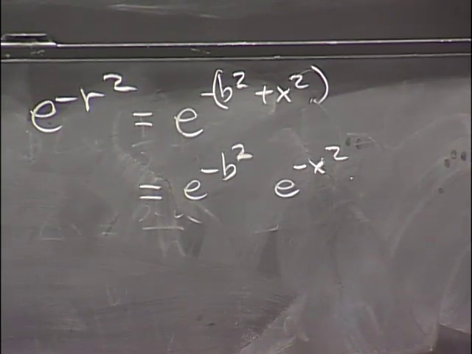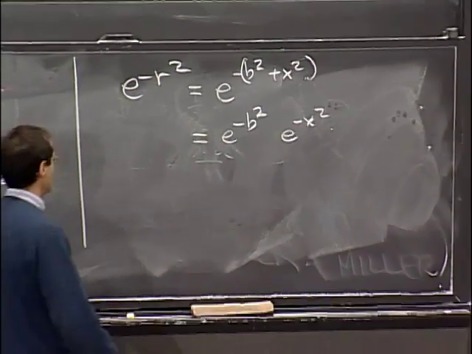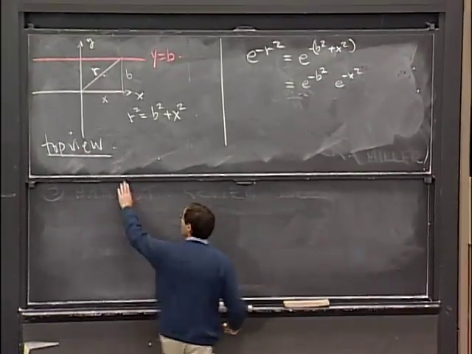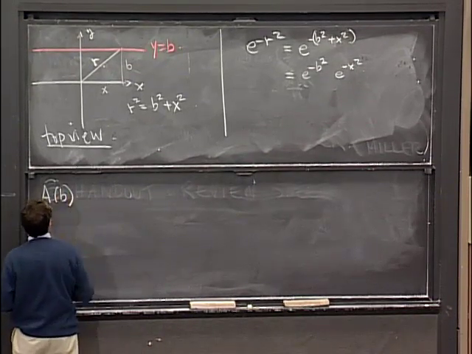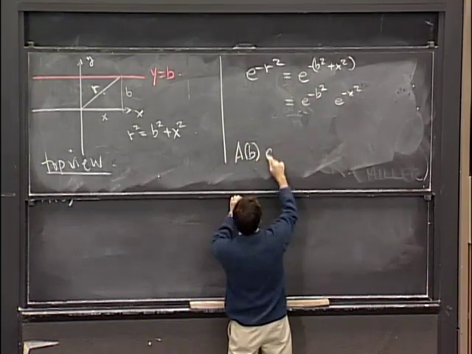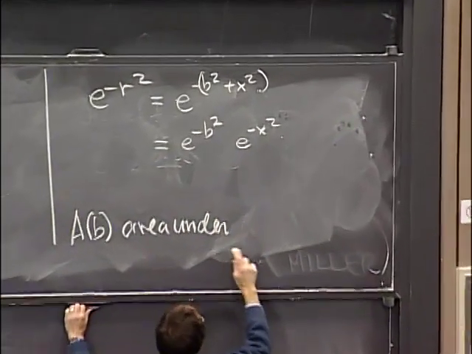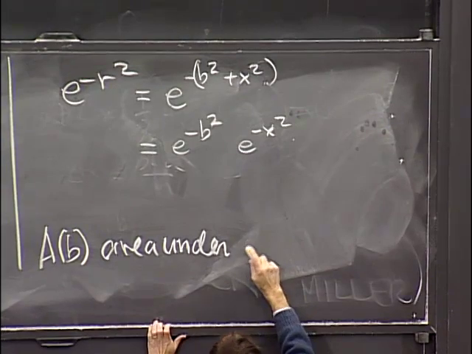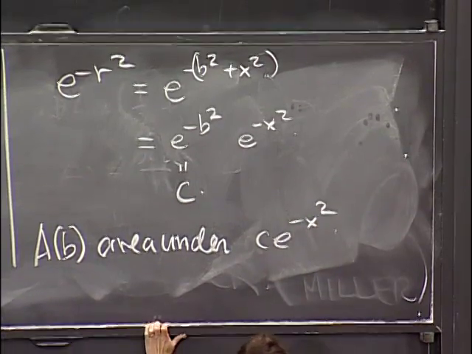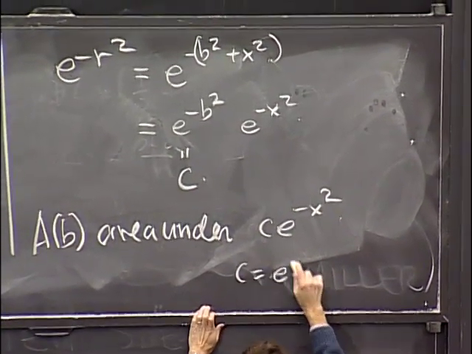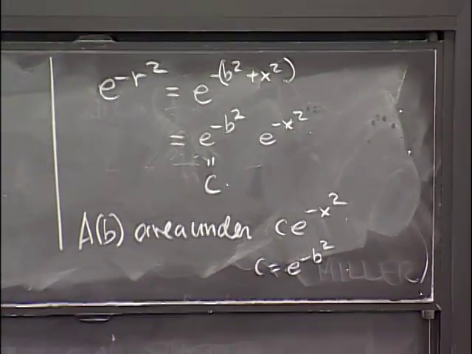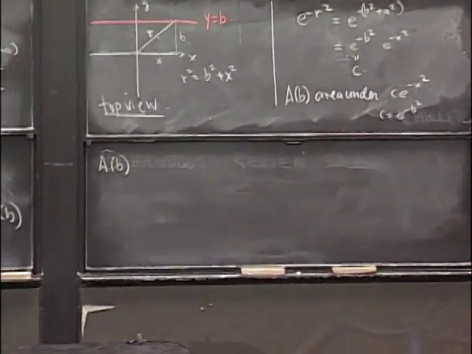Okay. So now I get to compute what A of b is. A of b is the area under a curve. So let me write it over here. A of b is the area under this curve here, which is some constant times, call this constant c, c times e to the minus x squared, where c is equal to e to the minus b squared. That's what our slice is. In fact, it looks like one of those bumps.